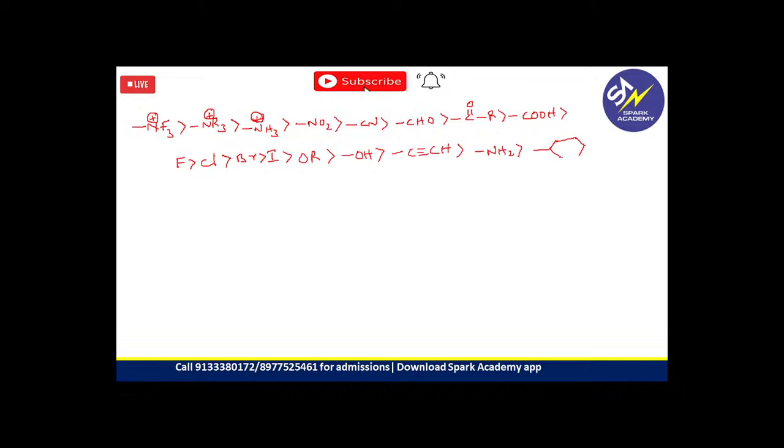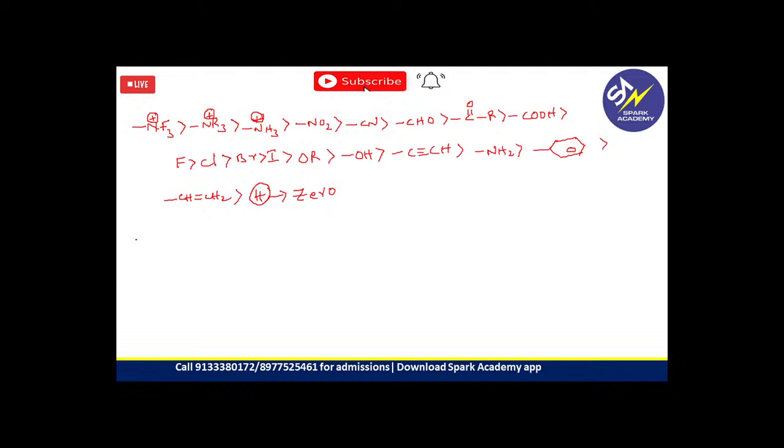NH2 group is greater than phenyl group, which is greater than vinyl group, CH double bond CH2, which is greater than hydrogen. The minus I power of hydrogen is almost 0. This is the most important order of minus I groups.